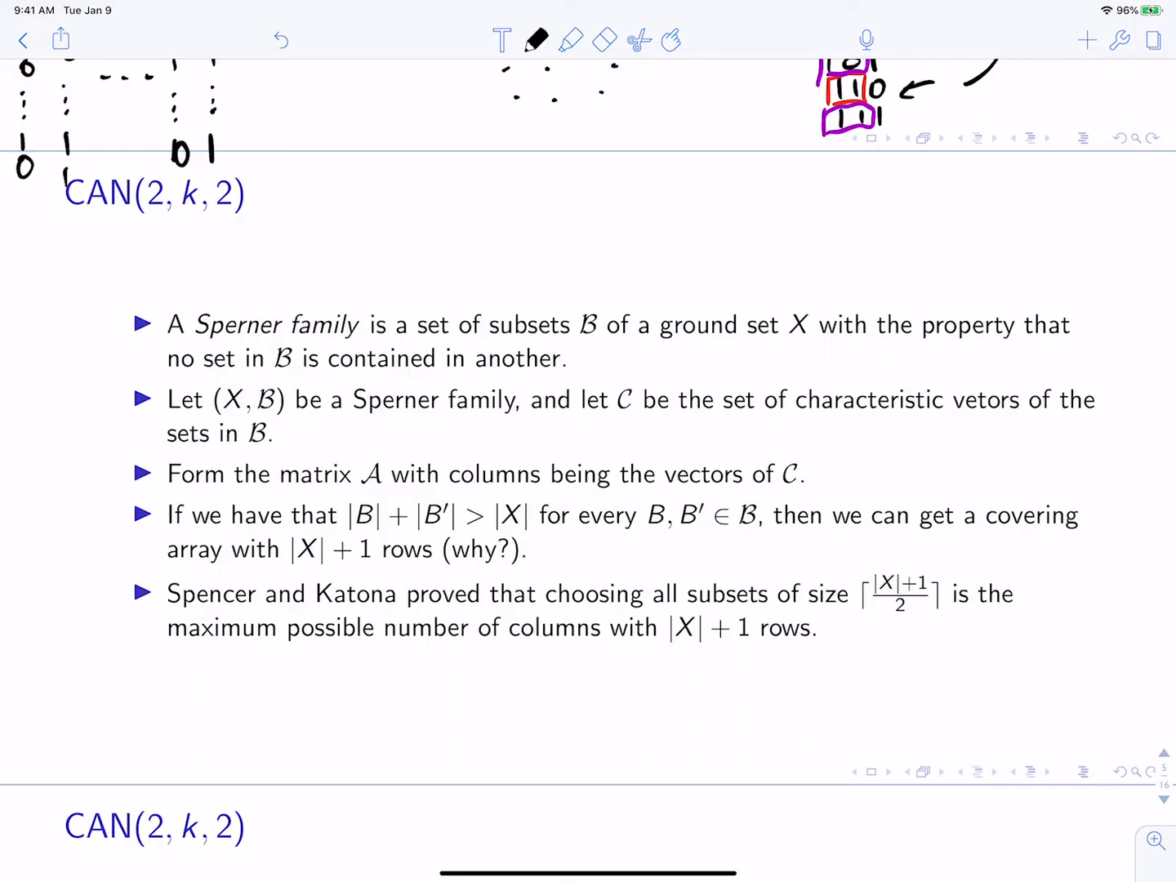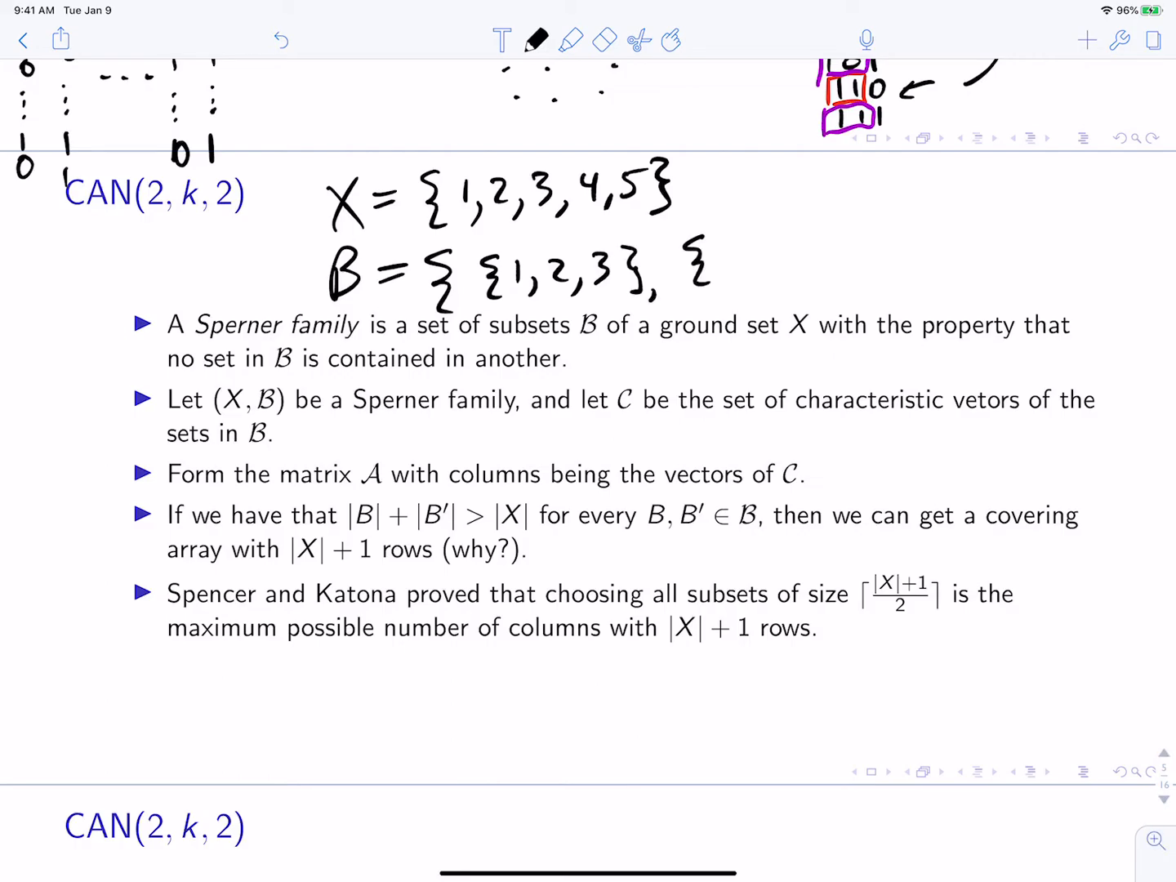So something called a Sperner family is basically you have a ground set X. So let's just do a short example. If X is 1, 2, 3, 4, 5, that's my ground set. And then I have a bunch of subsets of X, and I call that B. So for example, I could have 1, 2, 3, and then maybe I just have the set 2, and 3, 4, 5, and then maybe one more, 1, 3. And those are my sets. I just pick a bunch of subsets.